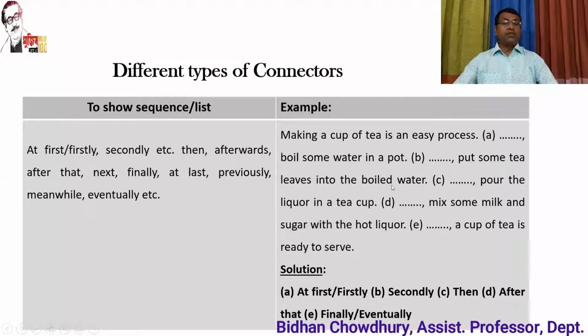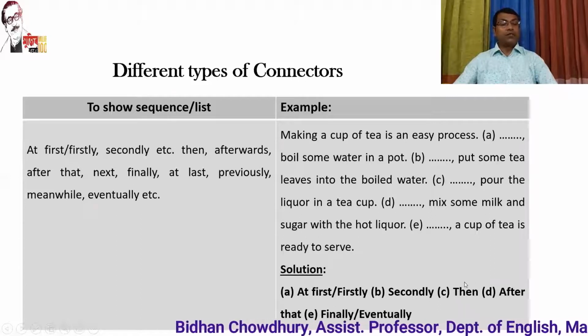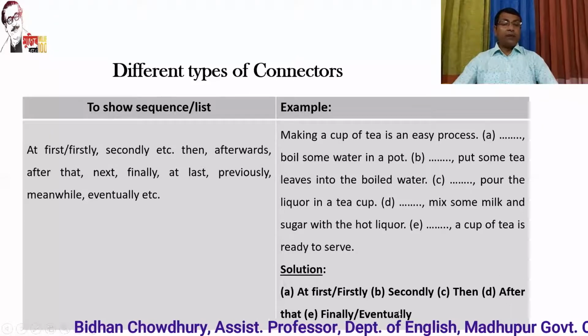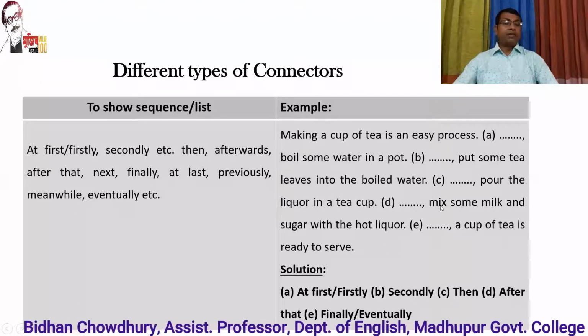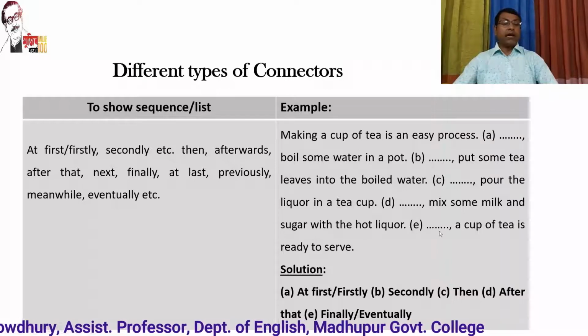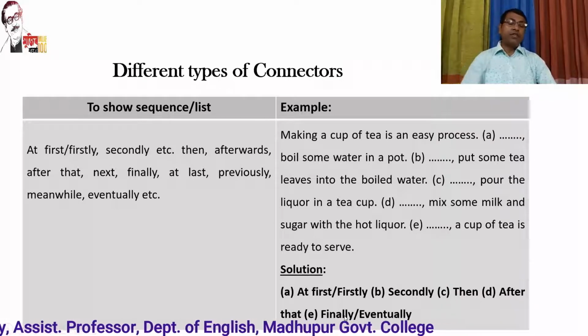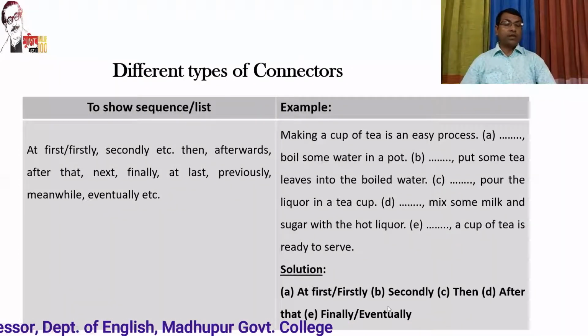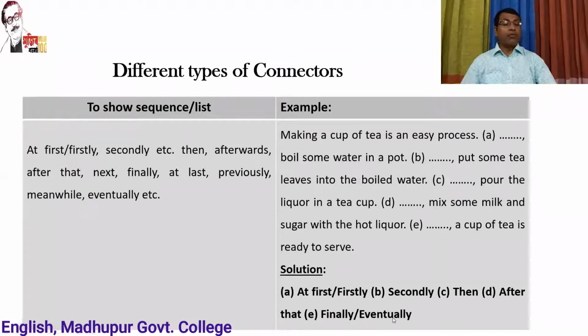Secondly, put some tea leaves into the boiled water. In C, we have used then. It is also used to describe a sequence. Number D, after that. After that, mix some milk and sugar with the hot liquor. And last of all, I have used eventually, and I have also given an option, finally or eventually. Again, I am reminding you, you should not provide any kind of option in your answer. You should choose only one, either finally or eventually.